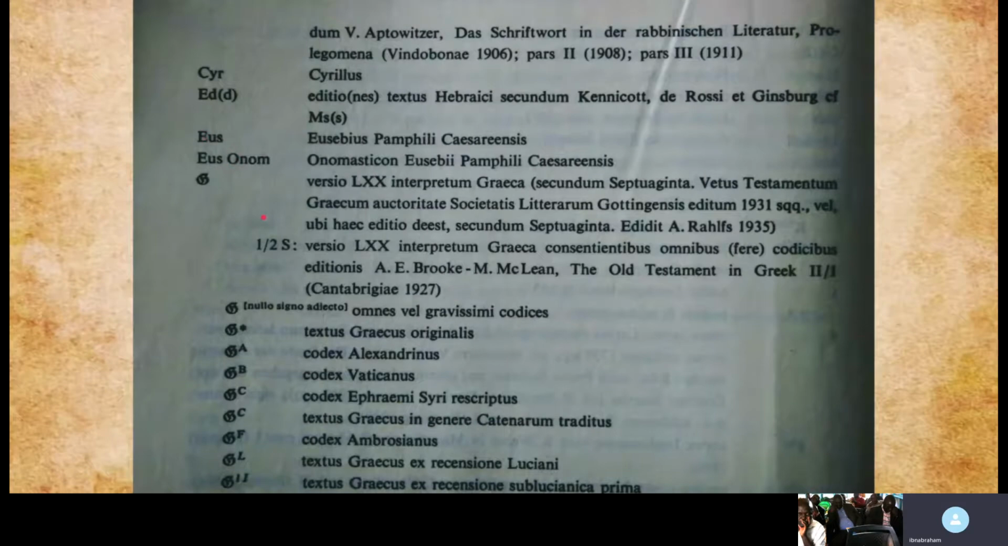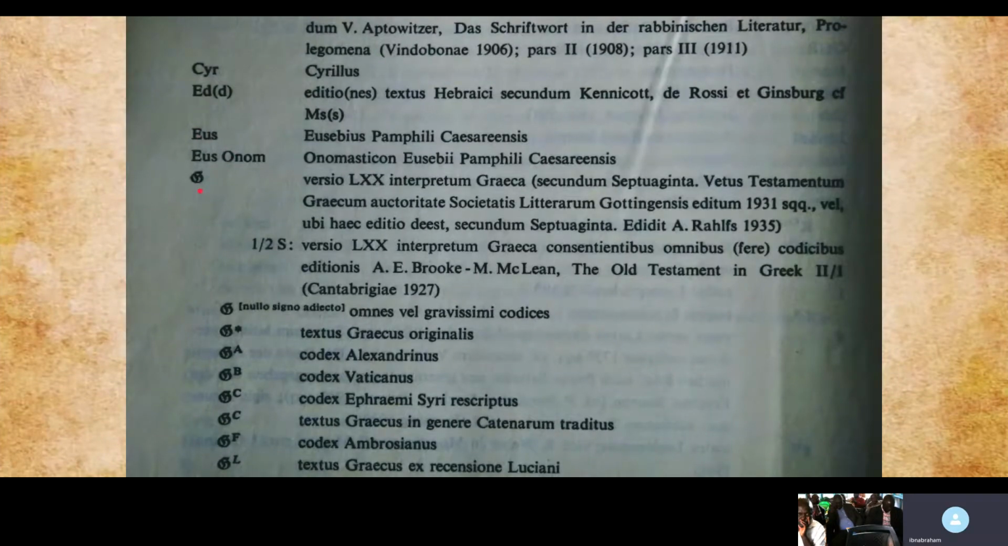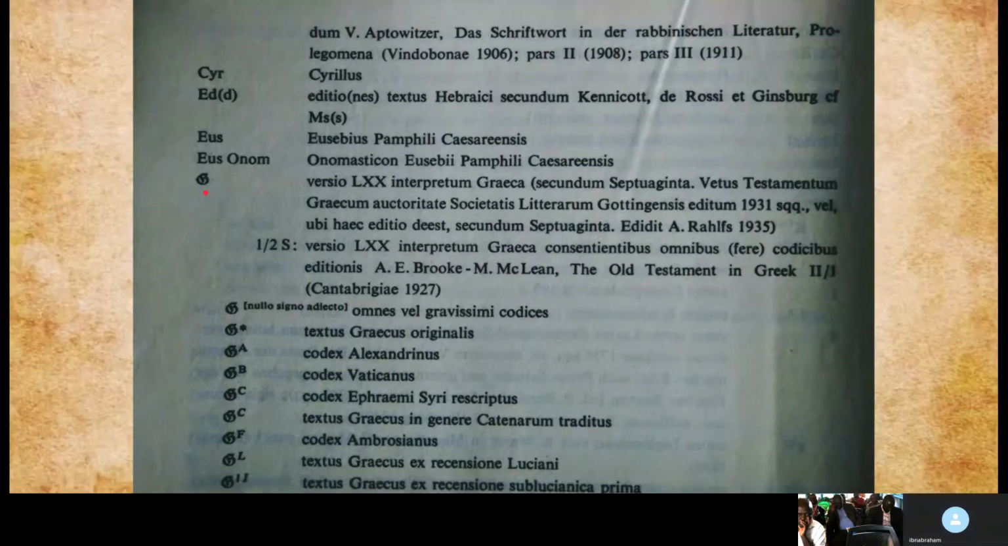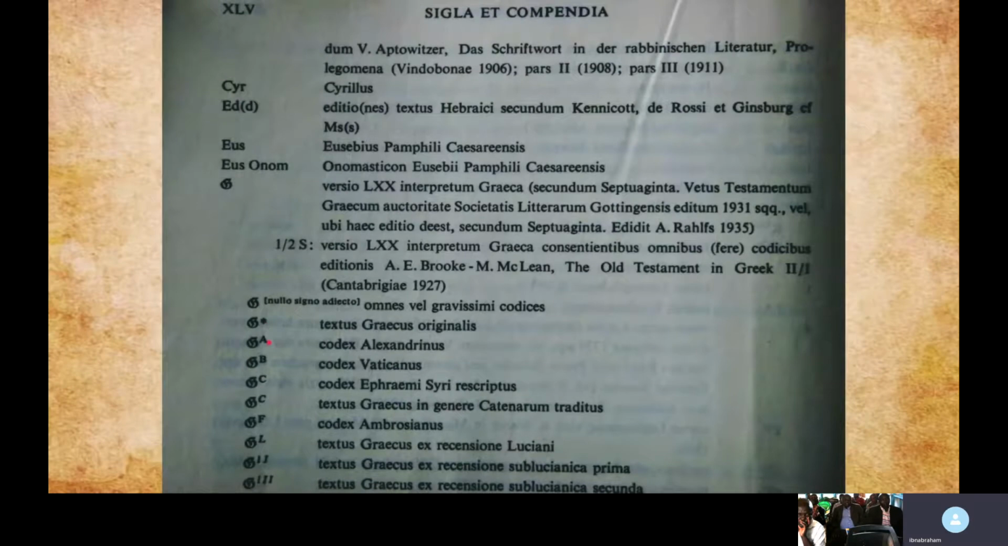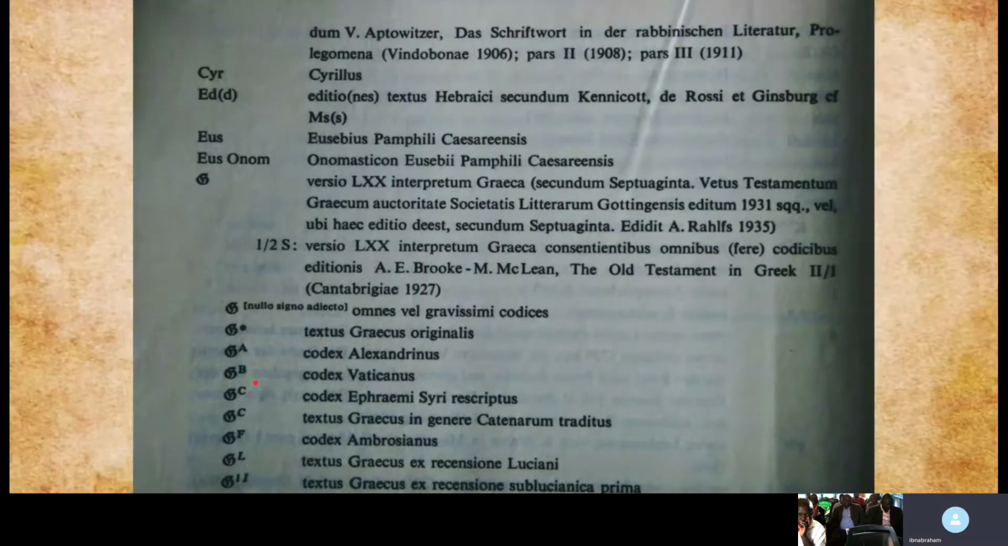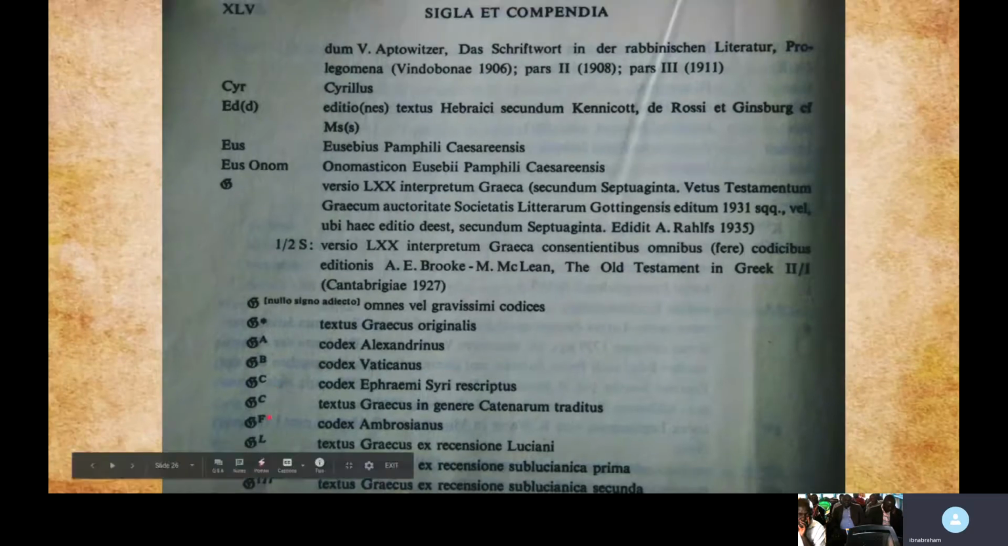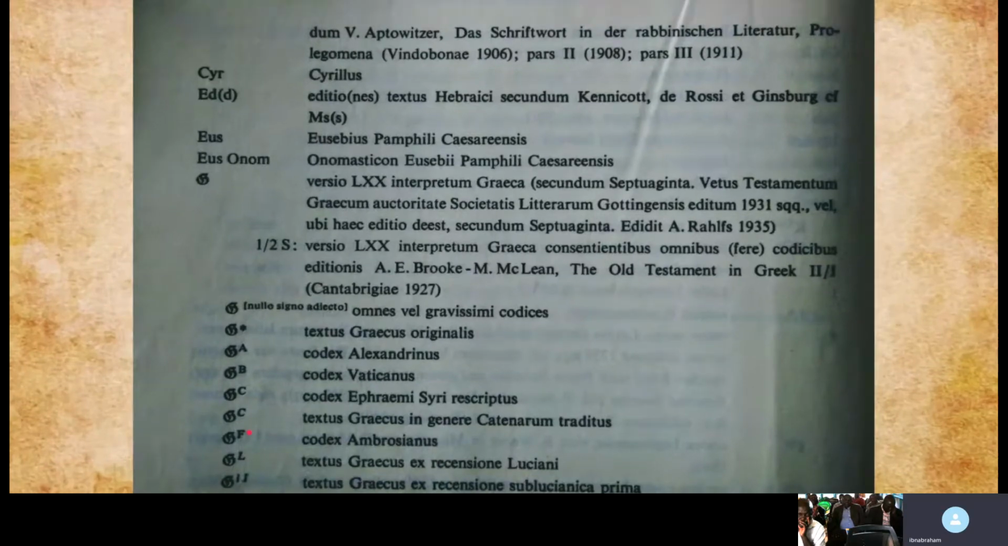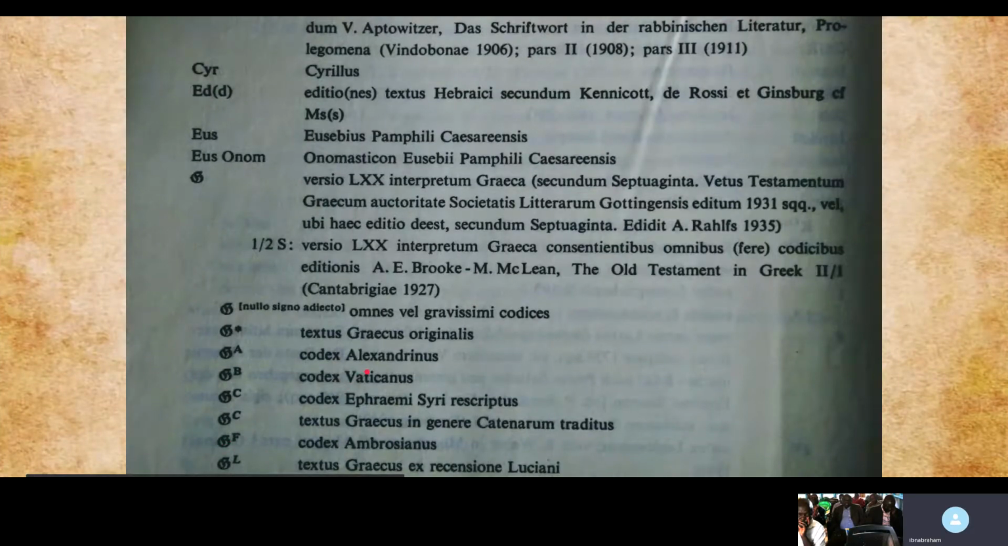Eusebius, down the G here, this German Fraktur G refers to the Septuagint. And then you've got all sorts of Codex Alexandrinus, Codex Vaticanus, Codex Ephremi Syri Rescriptus, Codex Graecus in Genere Catenarum Traditus, the General Codex, Ambrosius. So the usefulness of these abbreviations is that, when we get into the text itself, the editors can tell you which manuscripts in particular they were looking at when they were making notes about the content of the text.